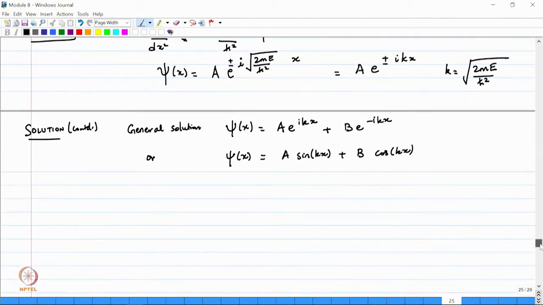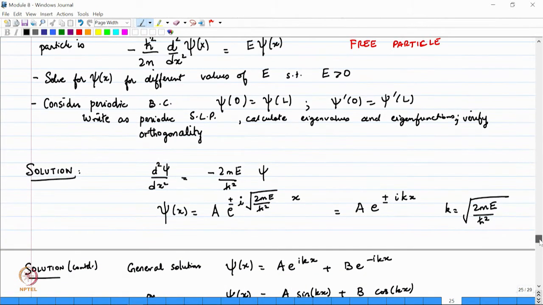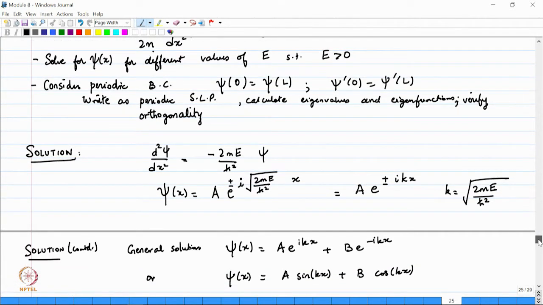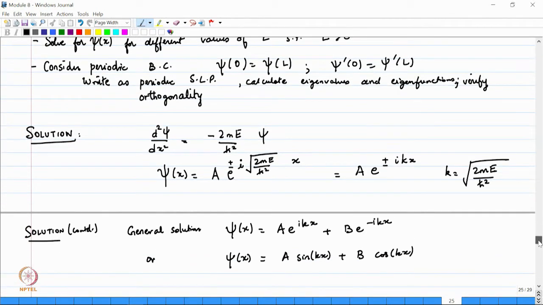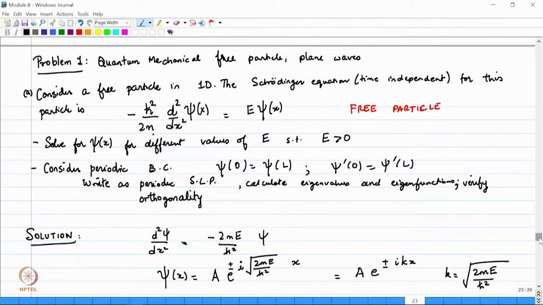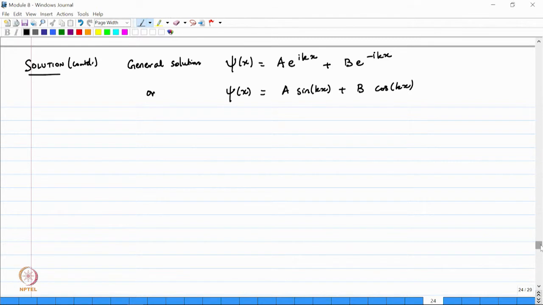Okay. So, that is the first part, where you solve for different values of E such that E is greater than 0. Now, I consider the periodic boundary conditions. So, psi of 0 equal to psi of L and psi prime of 0 equal to psi prime of L. Okay. So, now if I take this differential equation, let me take this h cross square by 2m to the right.